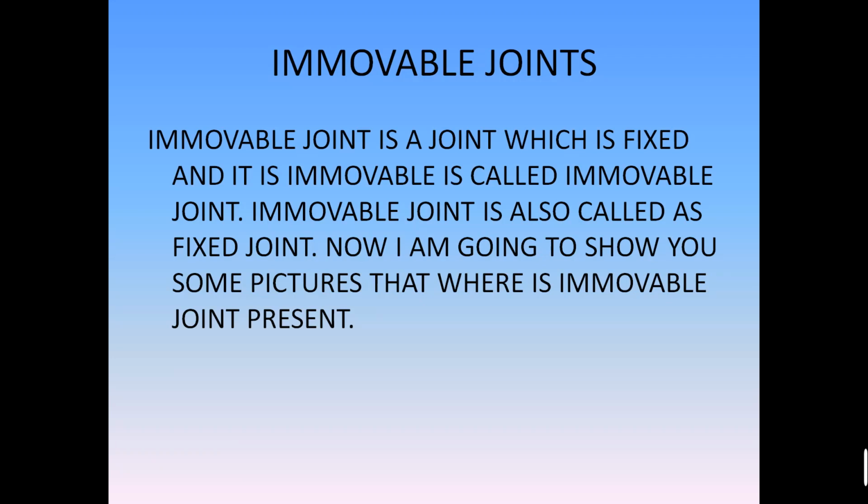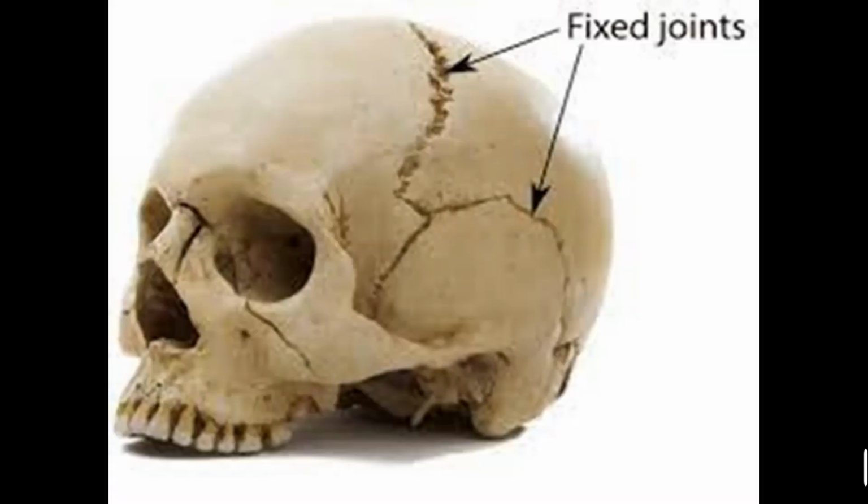Immovable joint is a joint which is fixed and it is immovable. That's why it's called immovable joint. Immovable joint is also known as fixed joint. Now I'm going to show you some pictures of where immovable joints are present. So there are 11 bones in our skull and these are interlocked together and these are the fixed joints.